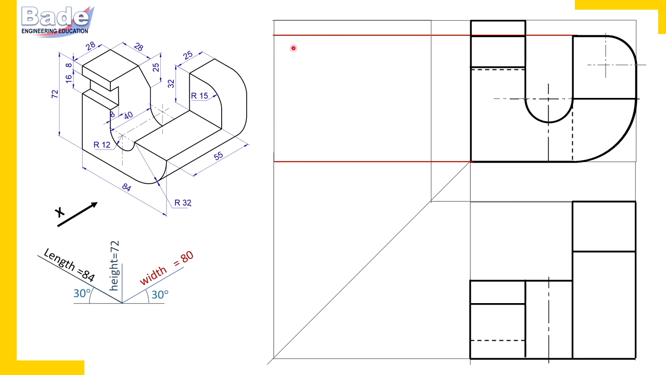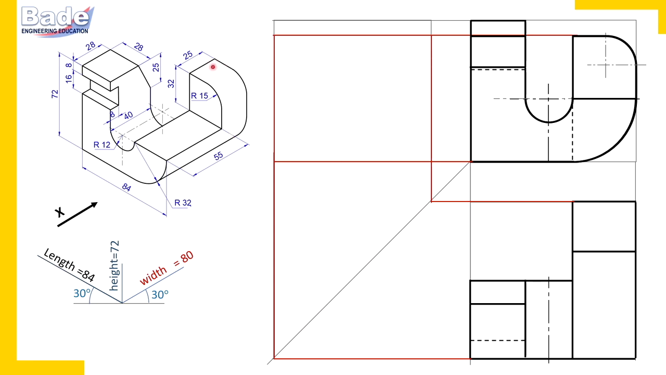Okay. Now, what is the length of this surface? 55 plus 25. We are talking about this entire surface. 55 plus 25, 80 millimeters, parallel to width. 80 millimeters we have already measured here. This surface in the top view is here. So project it here. So here is the rectangle for that surface.